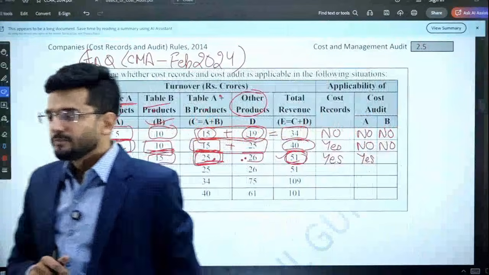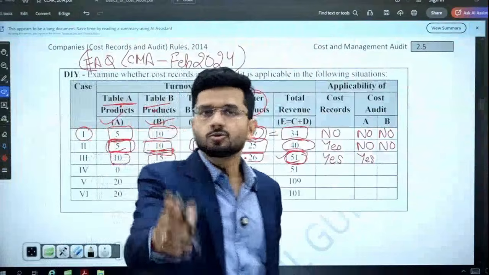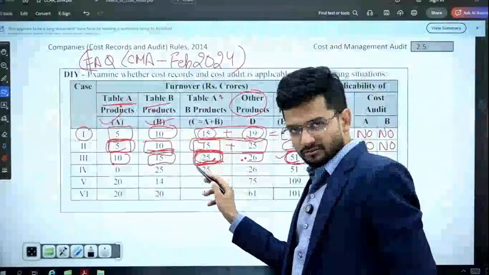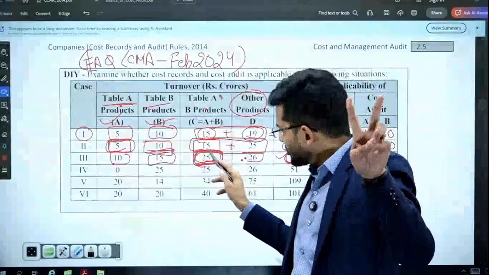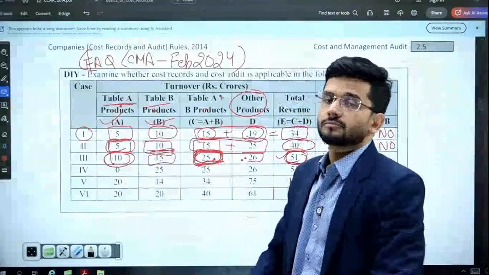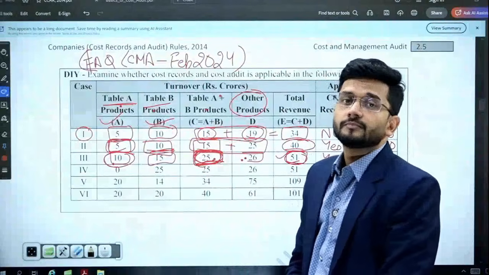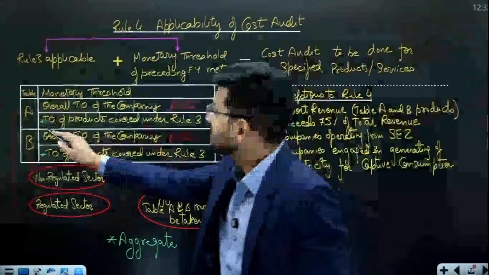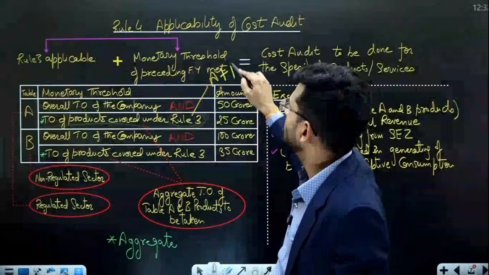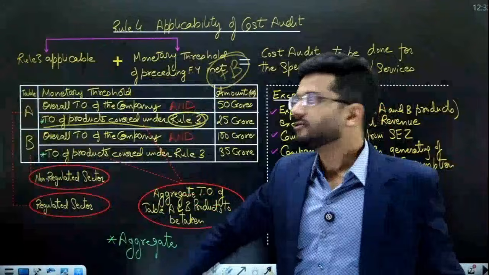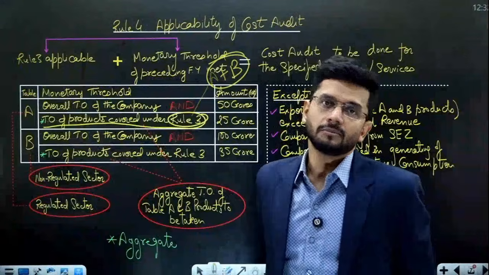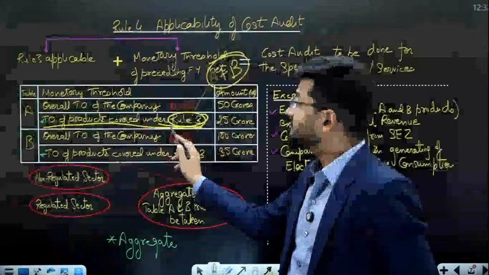Answer is yes. Now in this part, mostly students make a mistake. Instead of looking at this turnover for the second condition, they look at this turnover. This is an incorrect approach. Because the second limb says that aggregate turnover of products covered under Rule 3, and Rule 3 has both A and B and not only A. So you have to analyze the total turnover of A and B products. Please remember this thing very carefully.